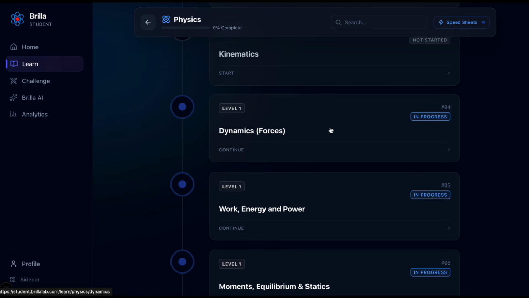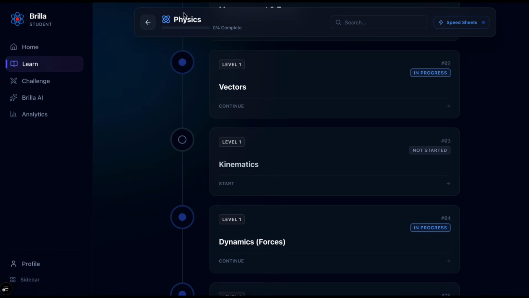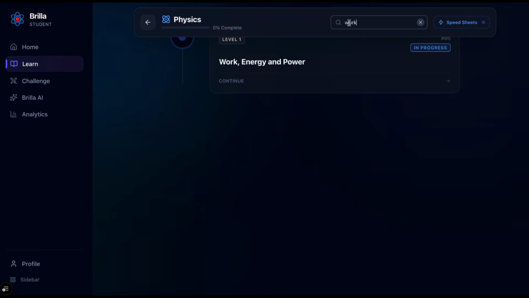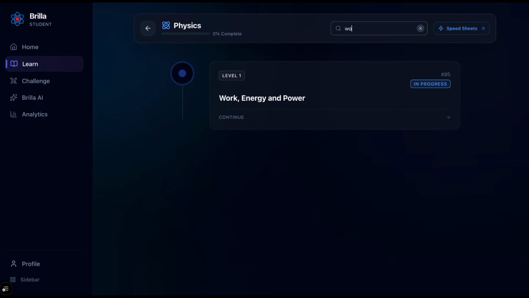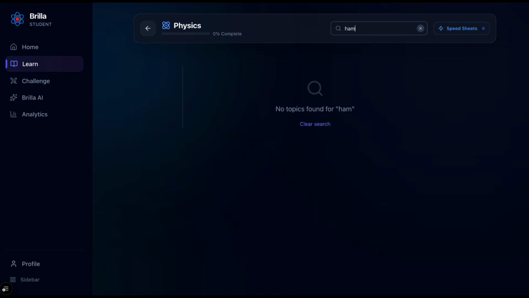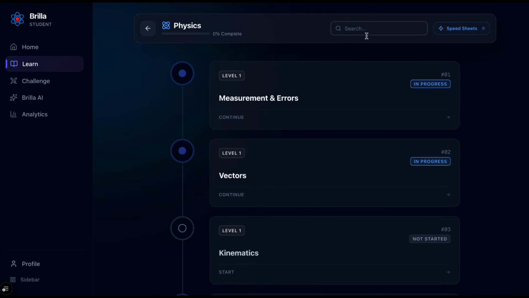Let me give you a quick recap. The top section here is just a quick nav. It shows you the subject's name, and you can do a quick search. So if you want to search, let's say, work, it will filter and give you the specific topic. Harmonic, filter. You have the search bar here, and you have the speed sheet for that subject also linked here.